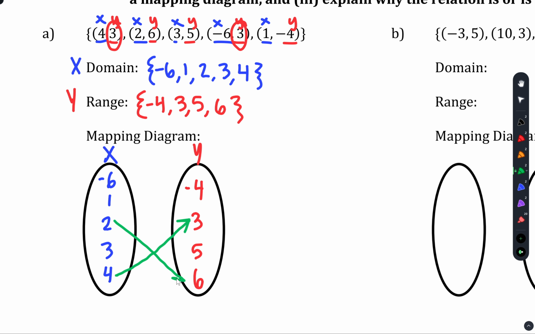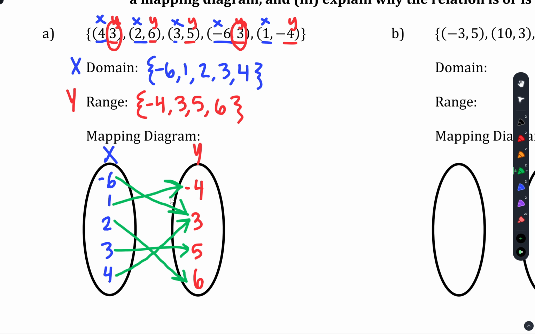So 2 to 6, 3 to 5, -6 to 3, and then 1 to -4. That is what a complete mapping diagram should look like. All the x's are listed, all the y's are listed, and I've drawn arrows from x's to y's. Good there.